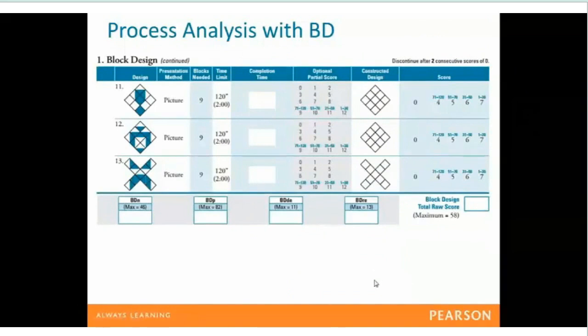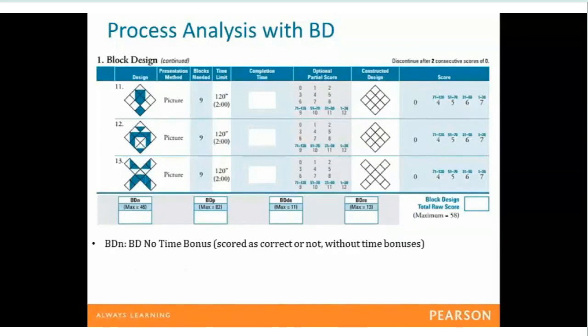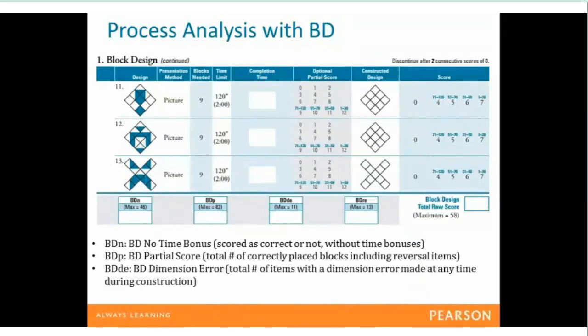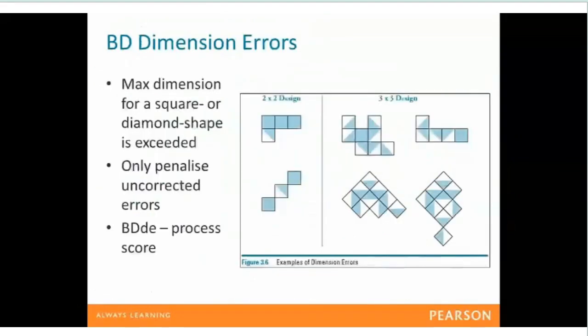to getting that correct. We have 4 optional process scores on Block Design, which allow you to analyze Block Design at a deeper level. This includes Block Design No Time Bonus, the one I just mentioned, and Block Design Partial Score. You can also keep track of the number of dimension errors or the number of rotation errors the child makes, and then analyze those at the end. A dimension error refers to when the child creates a design that's not a square or a diamond but an unusual shape. That is a dimension error.